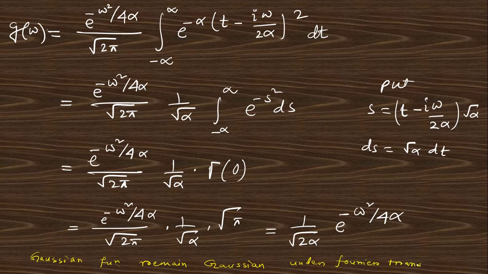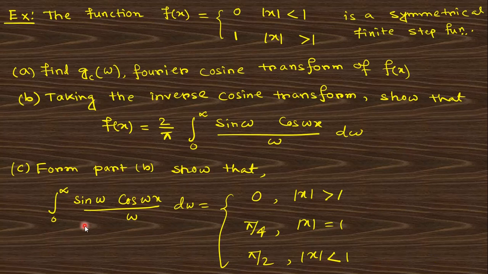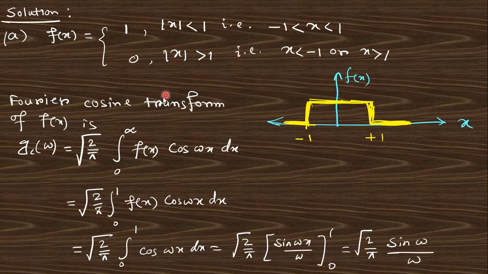Here we can conclude these things. Now go to another example. This is a function given with symmetry. Find G_c of omega, that is the cosine transformation of f of x, and taking the inverse cosine transformation, from that you will need to prove that one. So let's see. This is a function, take the Fourier cosine transformation, using the cosine formula. Put this value here. For x less than minus 1 and greater than 1, this is 0, and only from minus 1 to plus 1, this is 1. So your limit will be minus 1 to plus 1, but the limit is 0 to infinity, so only take 0 to 1, and then the integral gives you this function. Clear?